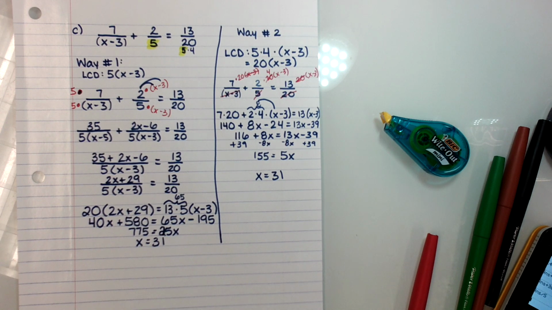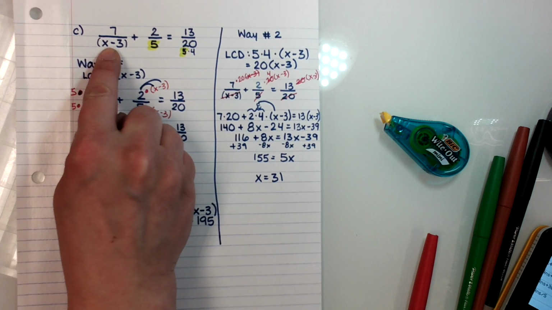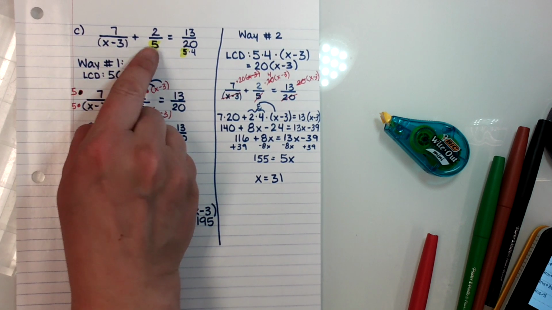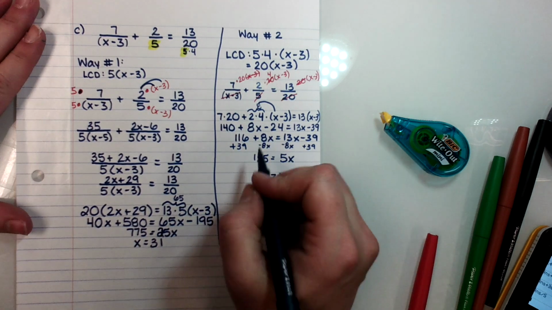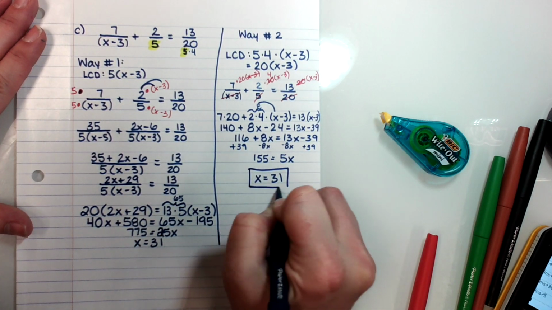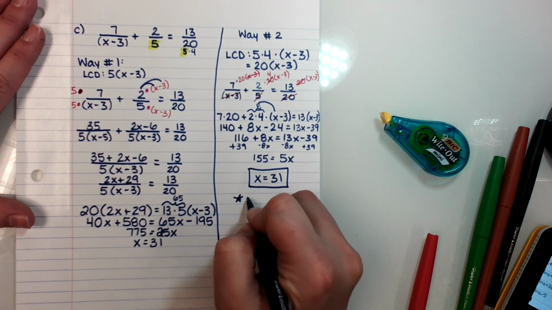Before we are done, check if it's extraneous. What are my excluded values in this problem? 3. This one gives me 3. That one gives me nothing. That one gives me nothing. Is 31 3? No. You're fine. But don't forget to check for extraneous.